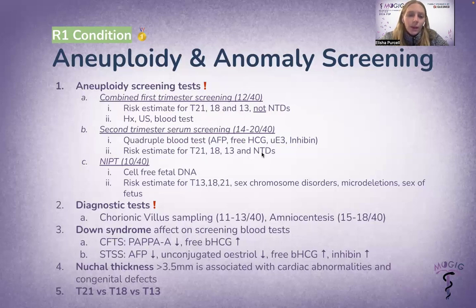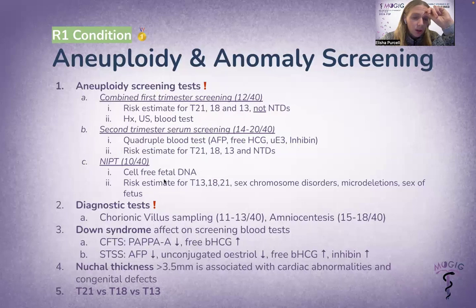It's also important to know what they're made up of. So particularly this second trimester serum screening, it's a quadruple blood test. Know that it's made out of the AFP, free HCG, the estriol, and inhibin. Okay, so you need to know that one. And then diagnostic tests. So if you've got, you know, a high risk of, for example, Down syndrome, what do you do? You've got two options to give you a diagnostic test.